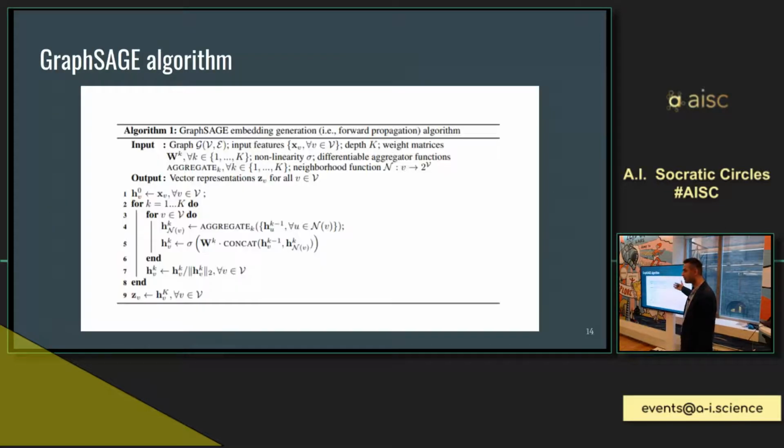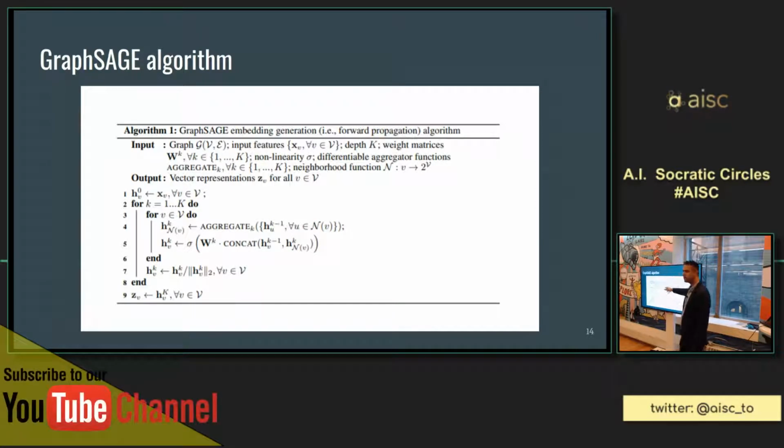So if you want to go through it formally, what is the GraphSAGE embedding generation? You are given a graph, this is called G, and you have input features, which are like node features. In our case, it was like Twitter content. And then you have the depth, which is how many hops you want to go deep into the graph. And then you have this nonlinearity function, sigma, and you have these weight matrices that we talked about, this W. And then you have this differentiable aggregator function. The idea about mean, LSTM, and max pooling is that they are differentiable, so we can do this training by backpropagation, right?